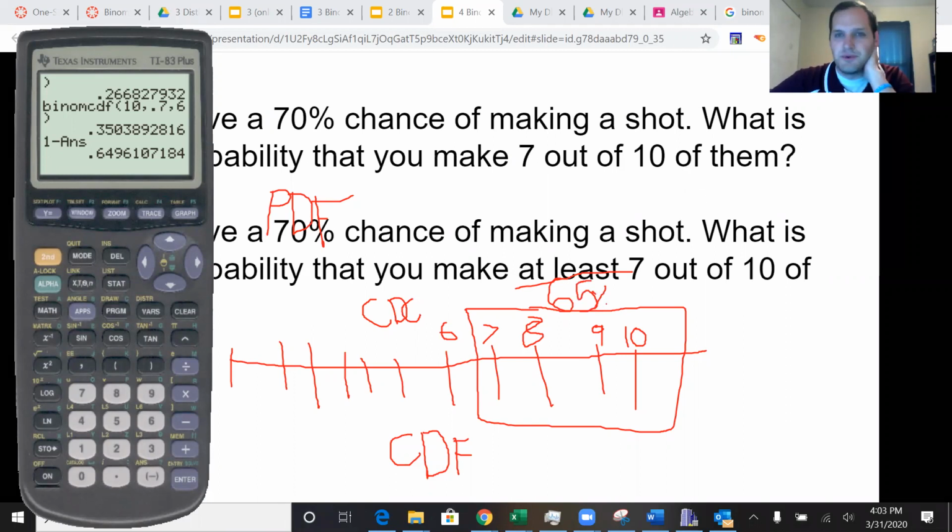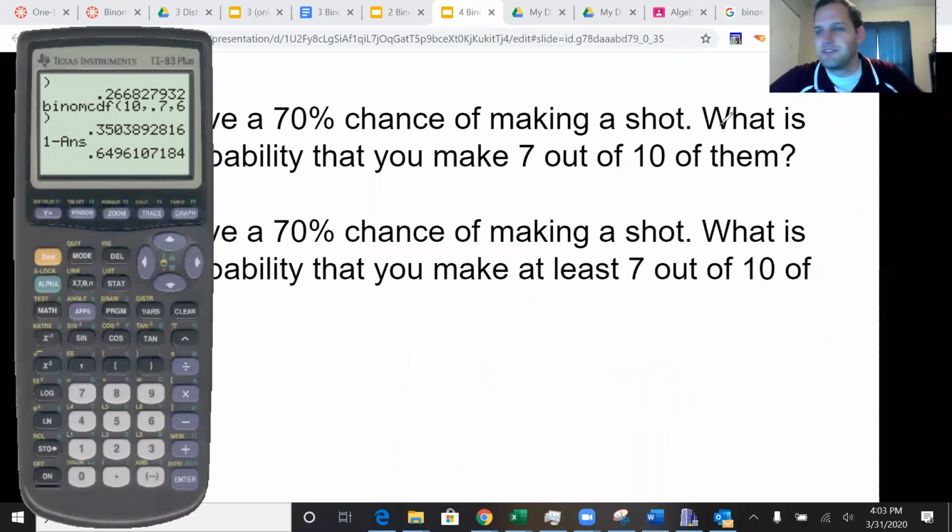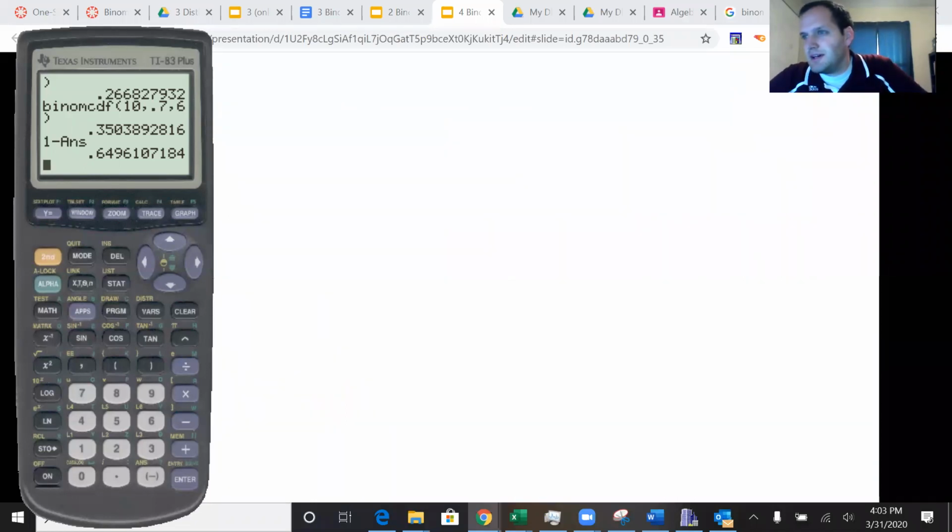Let's try one more, okay? I want to get rid of my annotations. I apologize, I'm still getting used to this. All right, let's see here.